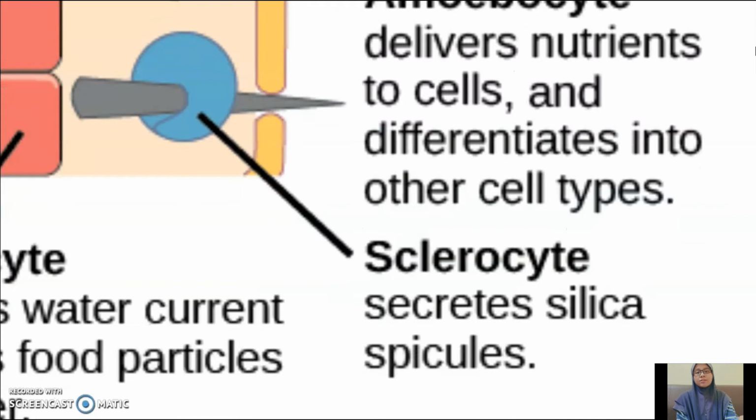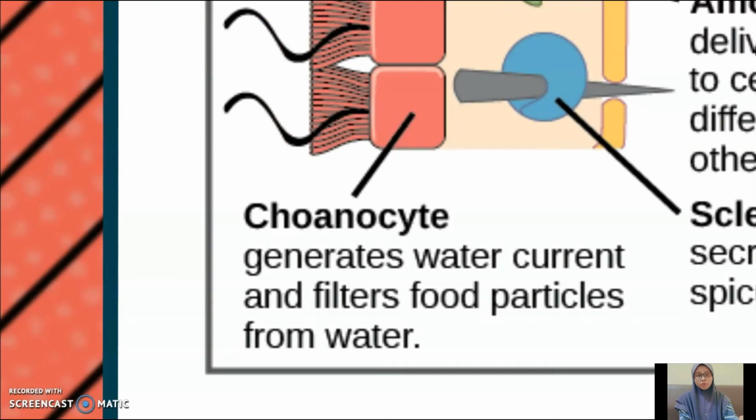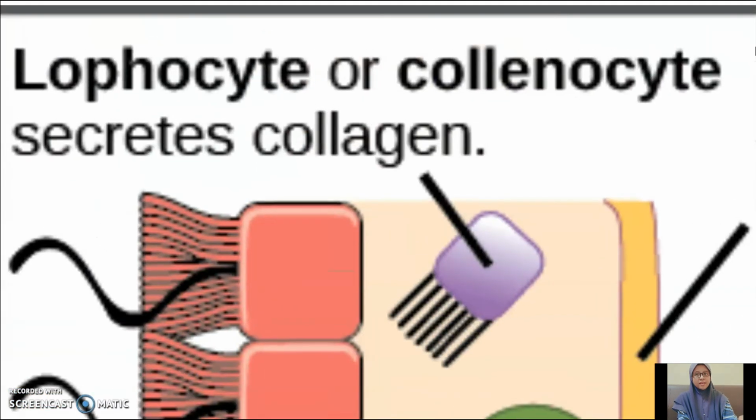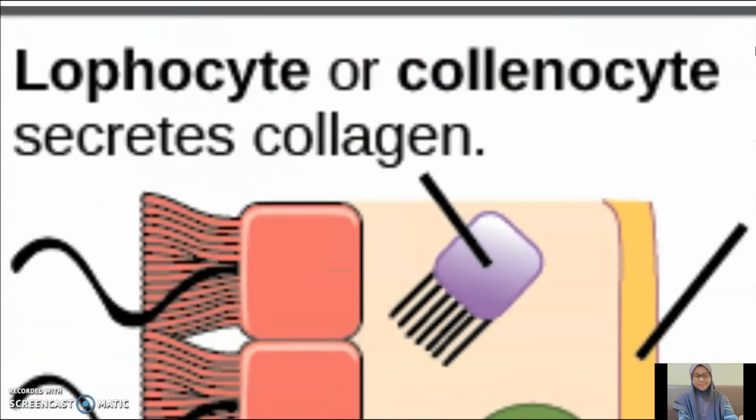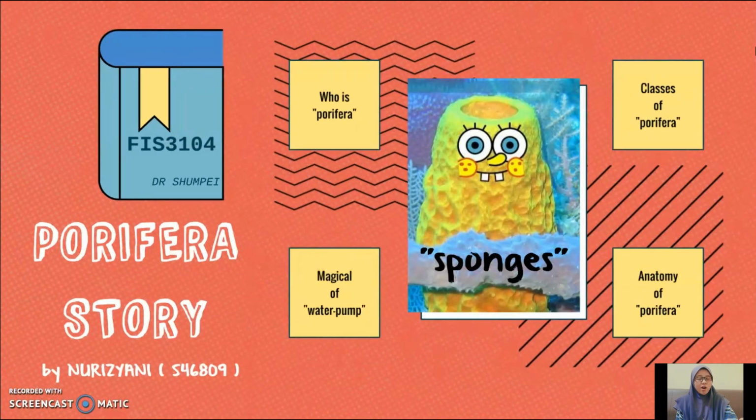And this is the sclerocyte that secretes silica spicules. And this is the most important one, choanocyte, the collar cells that generate water current and filter food particles from water. Last but not least, the lophocyte secretes collagen. So, let's go to our last chapter, the magic of the water pump.